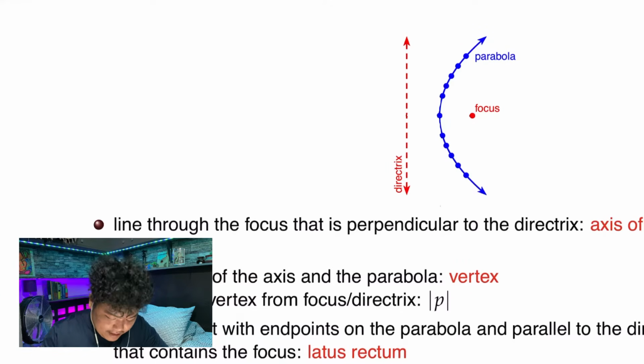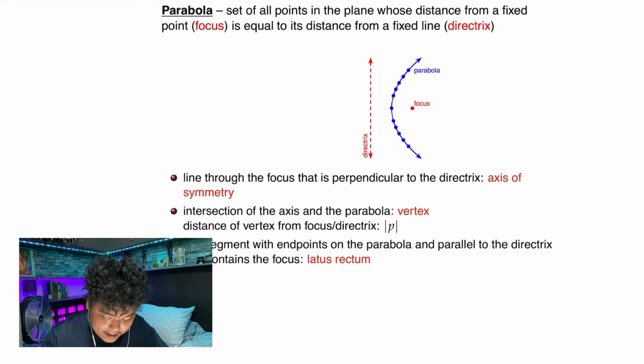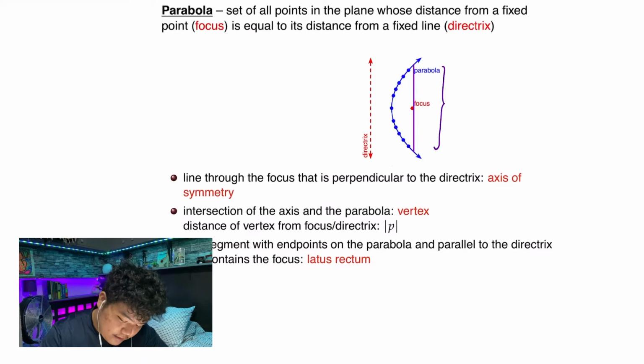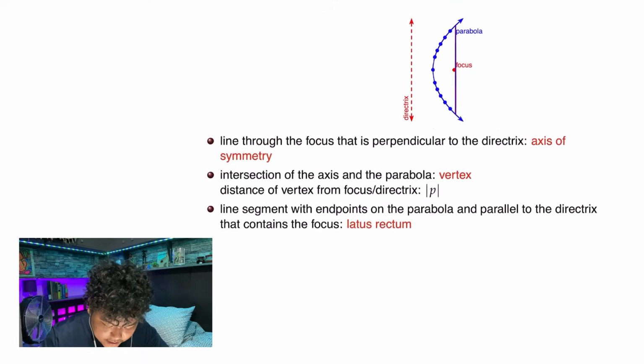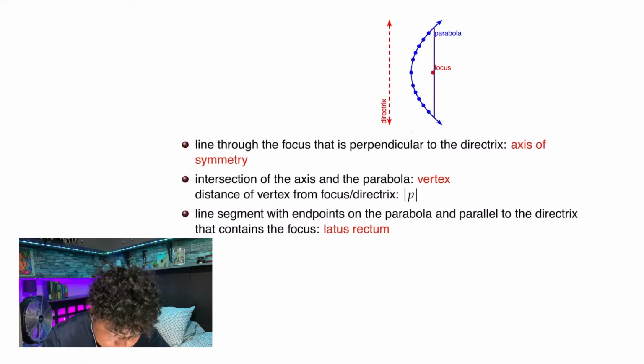So, sabi dito, line segment, endpoints nasa parabola, parallel to directrix, dumadaan sa focus. Nasaan yun? So, dodrawing ko ng violet. Ayan. So, itong violet line segment na to is what we call the latus rectum. And the length of the latus rectum is, sulat natin, length of the latus rectum is 4 times the absolute value of P.